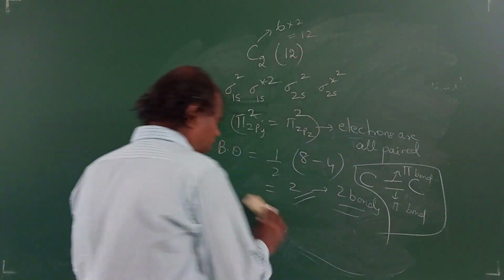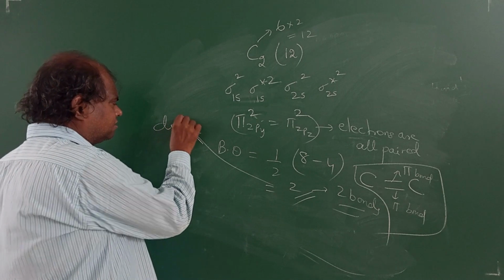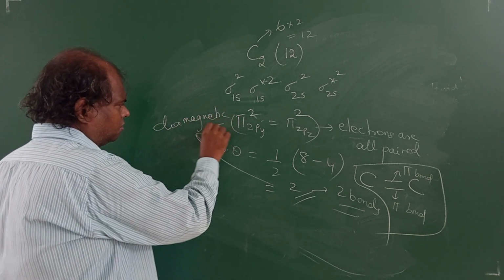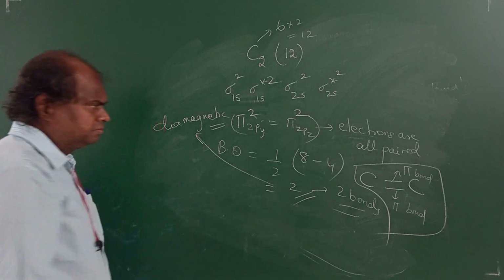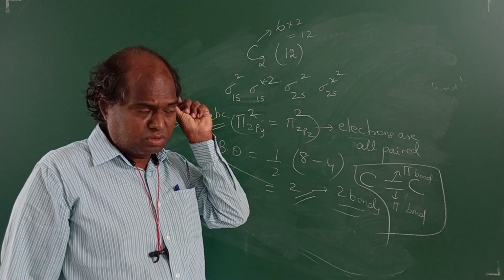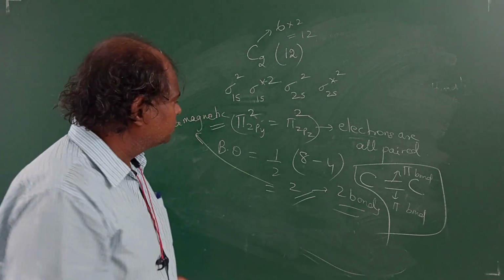Yes, I think you are not able to see this part. So I'll write here diamagnetic. But here one interesting thing, both are pi bonds. Fine, that's about C2.